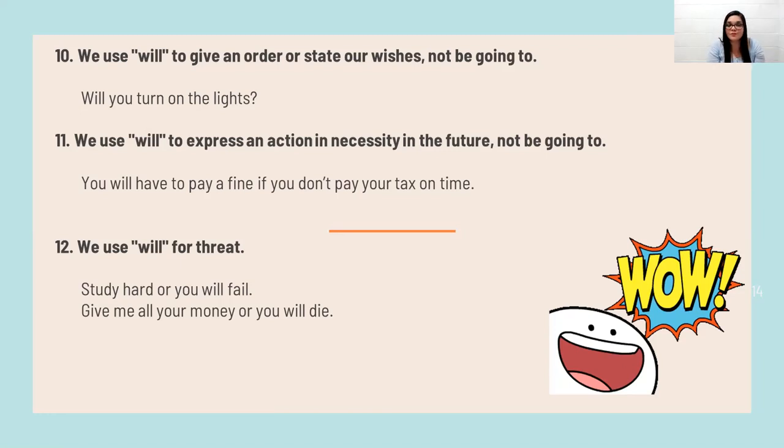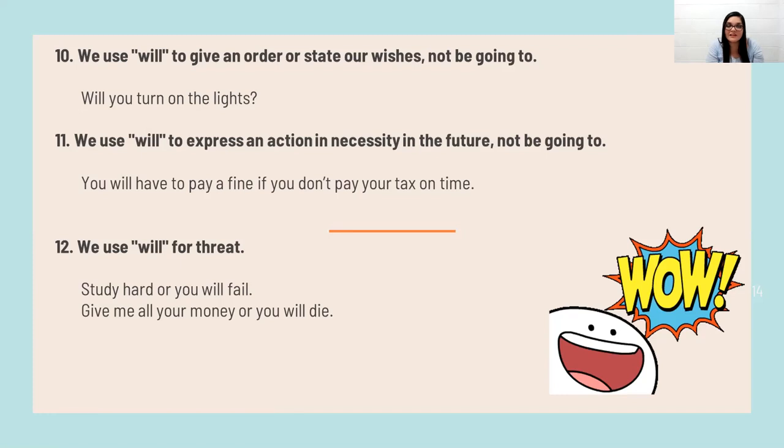We use will to express an action of necessity in the future, not be going to. You will have to pay a fine if you don't pay your tax on time. And if you remember, that one is the first type conditional, and we have studied that topic before.